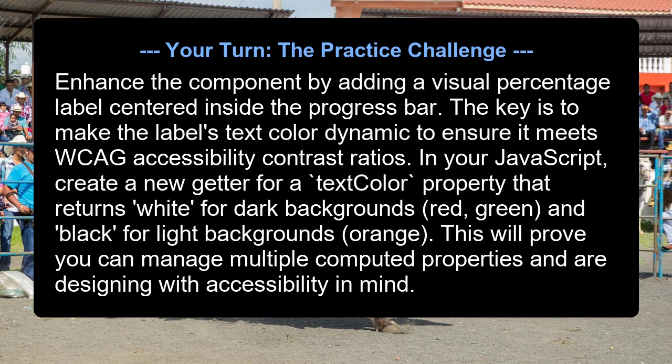Enhance the component by adding a visual percentage label centered inside the progress bar. The key is to make the label's text color dynamic to ensure it meets WCAG accessibility contrast ratios. In your JavaScript, create a new getter for a text color property that returns white for dark backgrounds, red, green, and black for light backgrounds, orange. This will prove you can manage multiple computed properties and are designing with accessibility in mind.